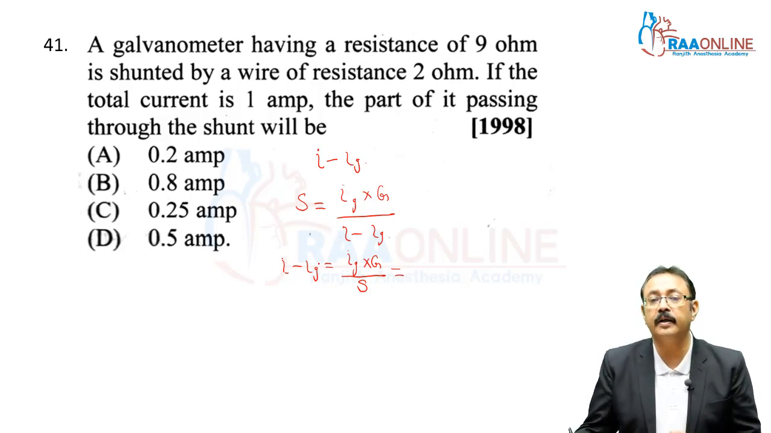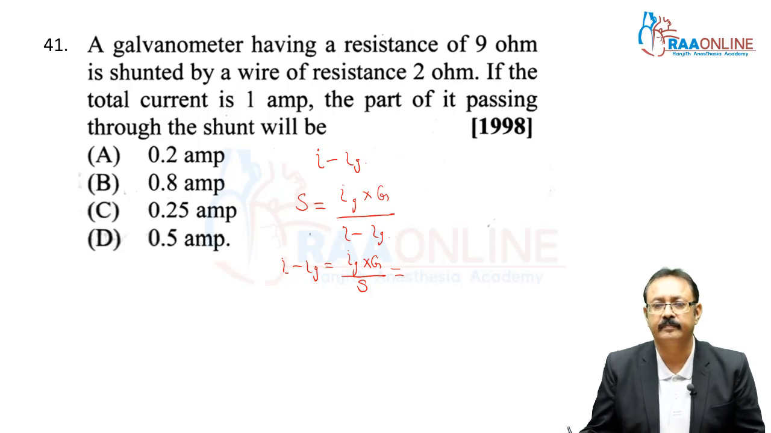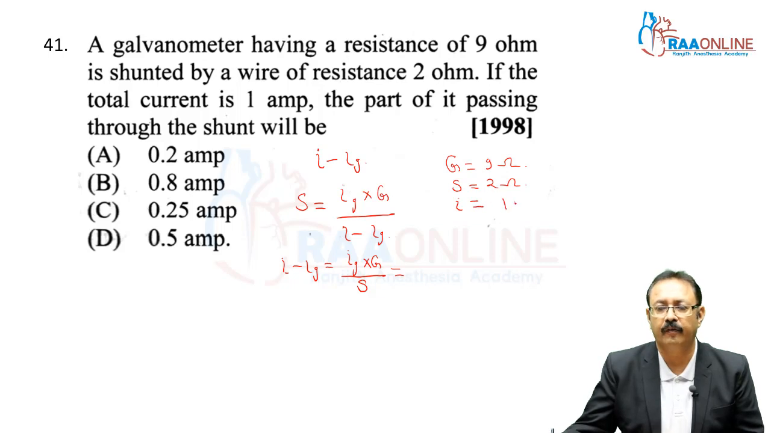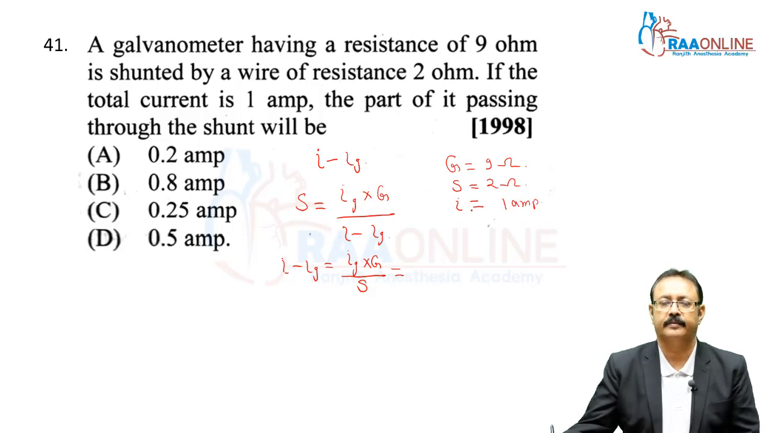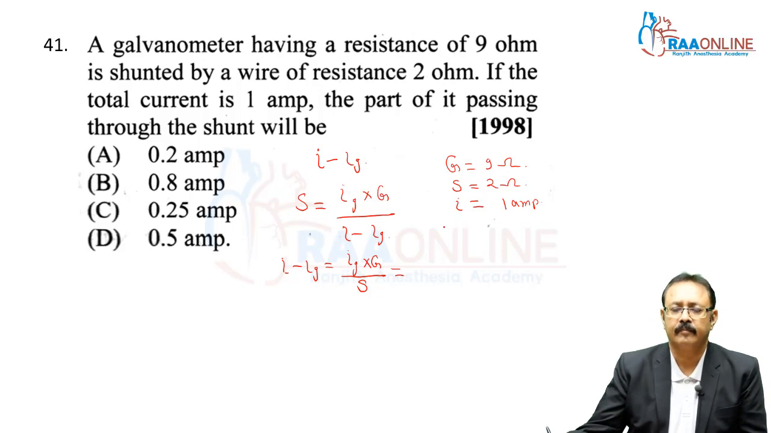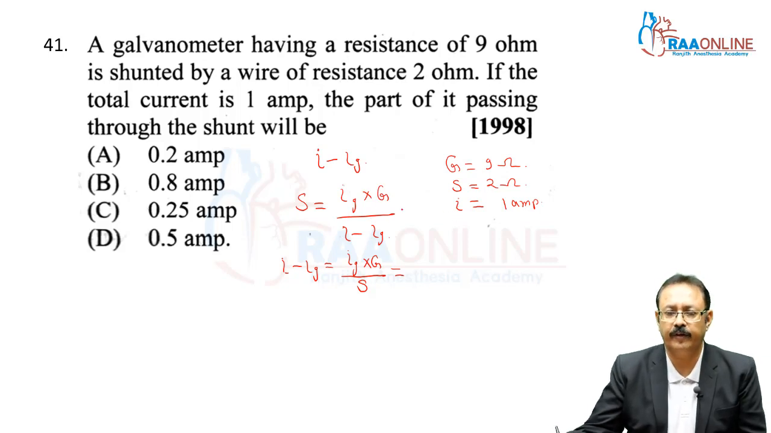But total current is given. Galvanometer's resistance is given. What is given? G is given 9 ohm. Shunt is given 2 ohm. Total current I is given, 1 ampere. So what can we calculate in this? We can calculate Ig. We are putting the value in this. So what are we getting?